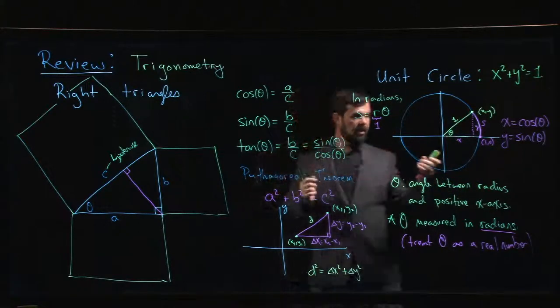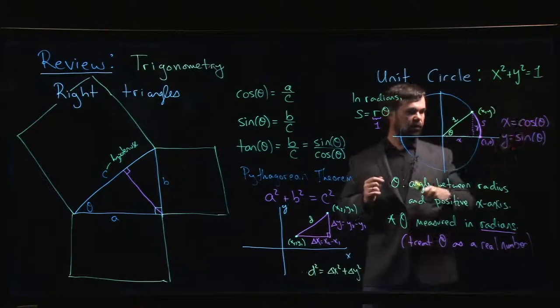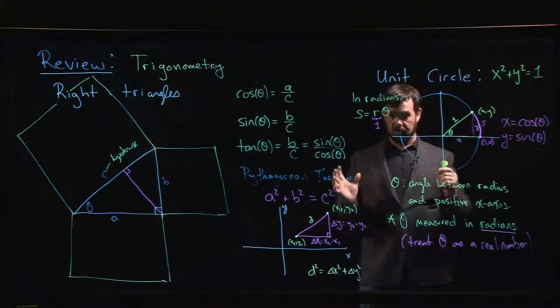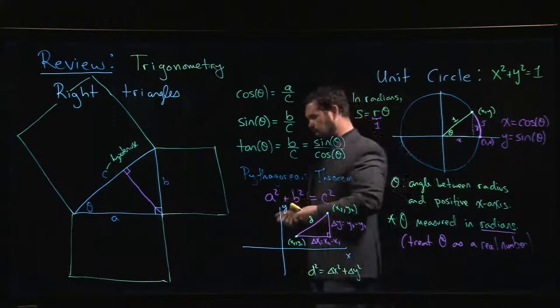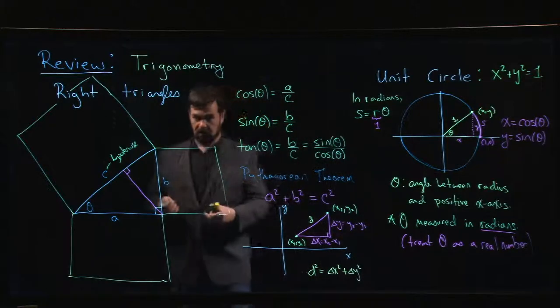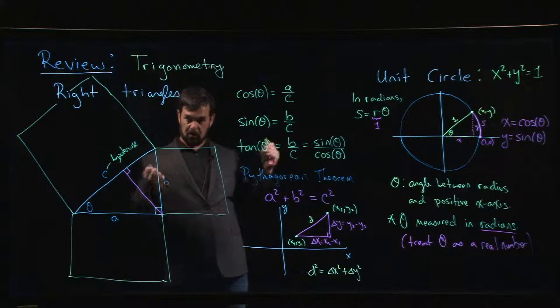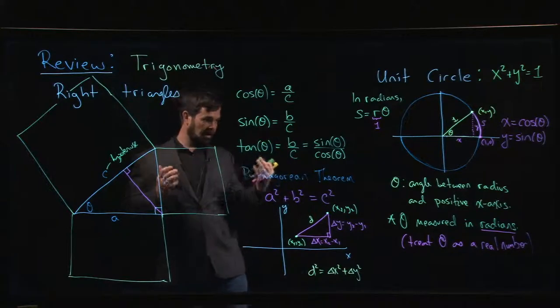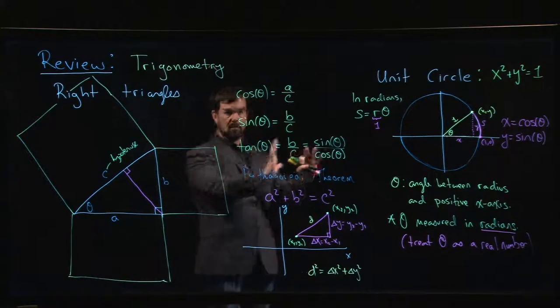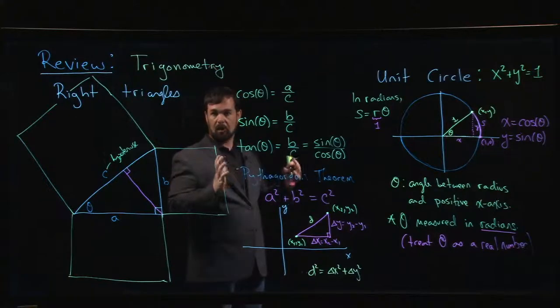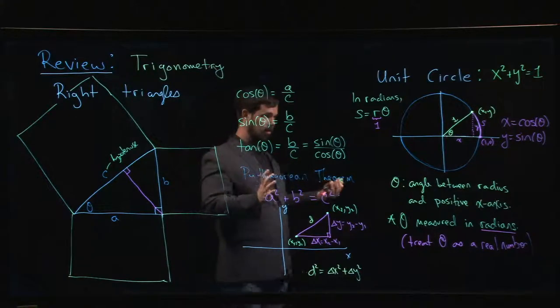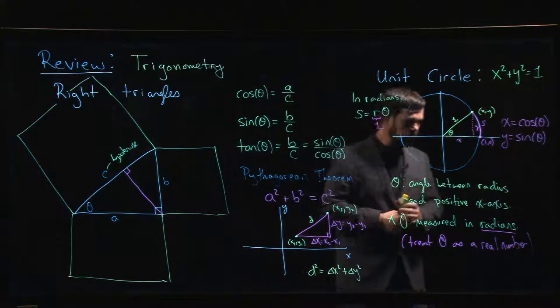So now we can think of sine and cosine as functions, functions of a real variable, just like we have exponential functions and logarithms and polynomial functions. These are now functions of a real variable, so we can do calculus with them. That's the whole point of moving to the unit circle: now we have functions of a real variable. We think of theta as a real number.